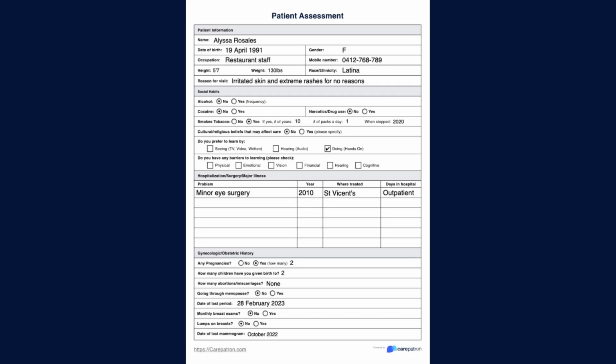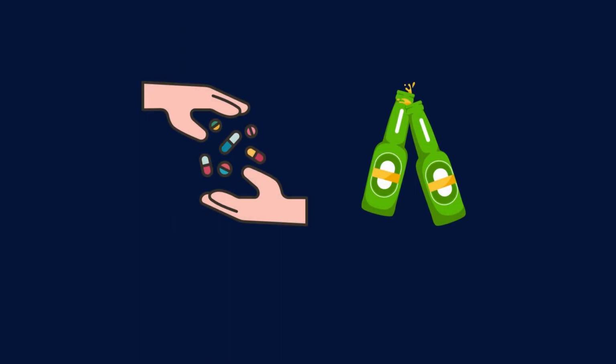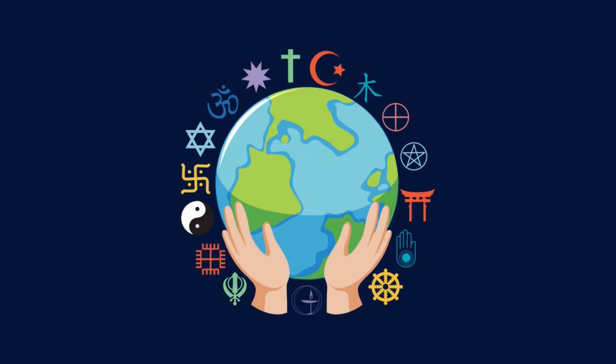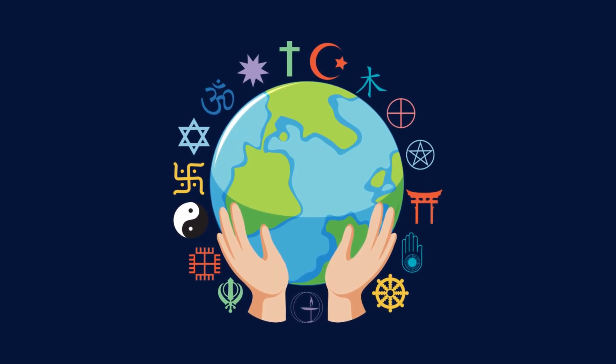Our patient assessment at Carepatron is structured like this. Firstly, we have patient information where you can fill out the details of your patient. After, we have social habits, which asks about things like drugs and alcohol usage, cultural religious beliefs that may affect care, how they prefer to learn, and whether they have any barriers to their learning.